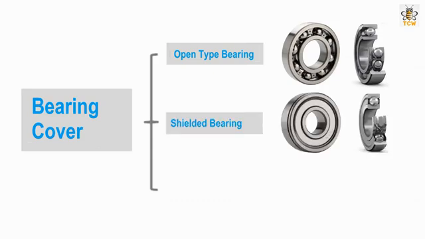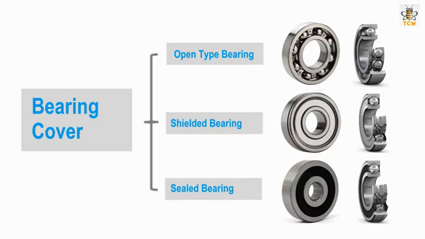Shielded type bearings have a metal cover to protect the rolling elements, where the cover is made of metal that contacts the outer ring but does not make contact with the inner ring. This type of cover still allows lubricant to enter the bearing, but contaminants can still be filtered out. This type of cover is used on machines with bearing lubricant that still contains contaminants.